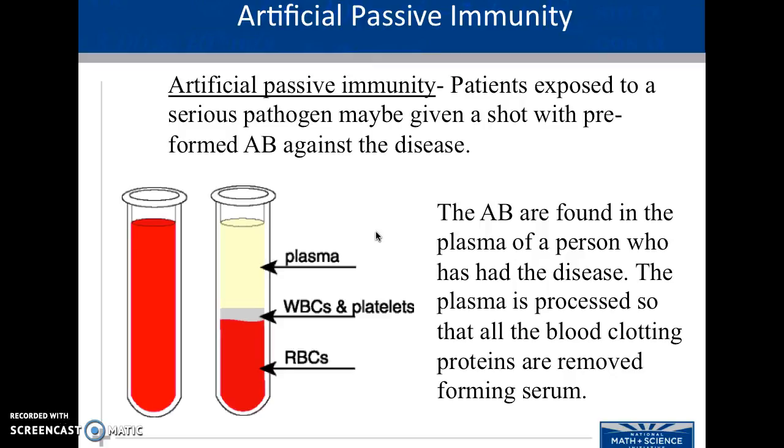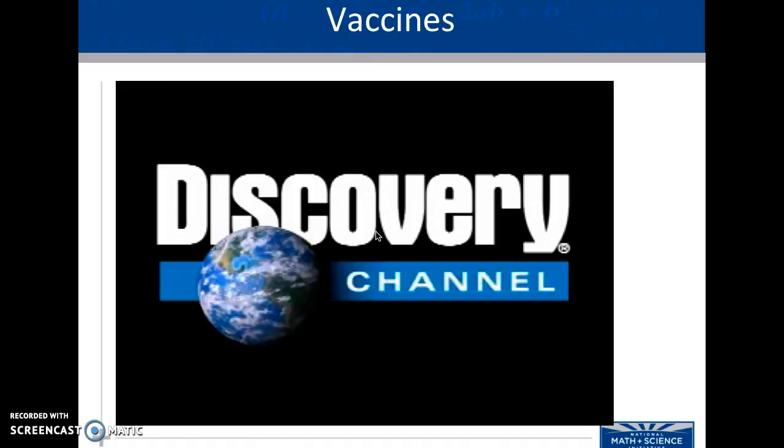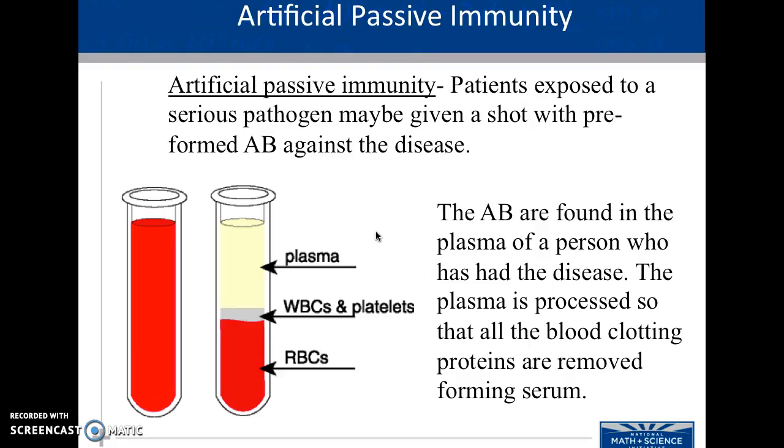The way that we would harvest antibodies is we would find the plasma of a person who's had the disease and basically extract the antibodies from the blood and inject it into someone who has been exposed to the disease. This is kind of up and coming. The idea is that if I'm exposed to, let's say we talk about bird flu or something like that, or Zika, which is a virus, so it's a little bit different.